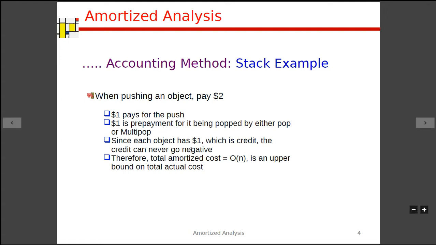Since each object has $1, which is a credit, the credit can never go negative. So therefore, the total amortized cost is big O of n. That is the upper bound of total actual cost. That means if we are doing n transactions, that will be upper bound of n. This is one example that is for push, pop and multi-pop operations of stack.